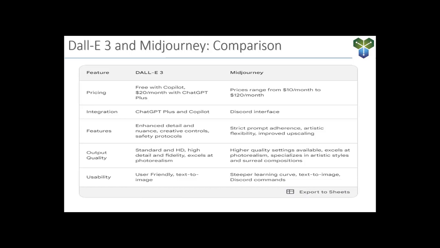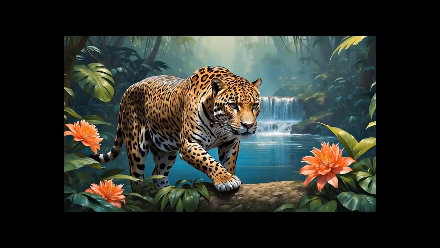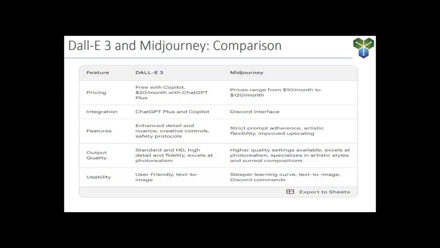So hopping back into the chart here, we've already seen Dall-E 3 is integrated into Copilot and ChatGPT+. With Midjourney, it uses the Discord interface. Dall-E 3 is generally seen to be user-friendly, and it uses text-to-image prompts. Midjourney has a bit of a steeper learning curve. It does use text-to-image prompts, but it also uses Discord command terminology. The output quality for Dall-E 3 is high detail and fidelity. It excels at photorealism. Midjourney can also achieve photorealism. It excels at artistic styles and surreal compositions.